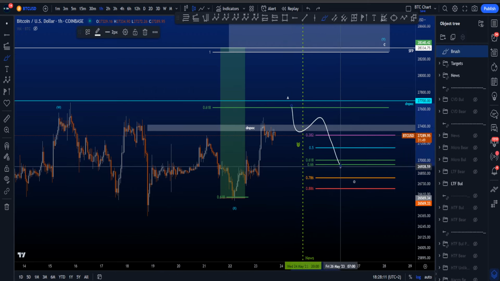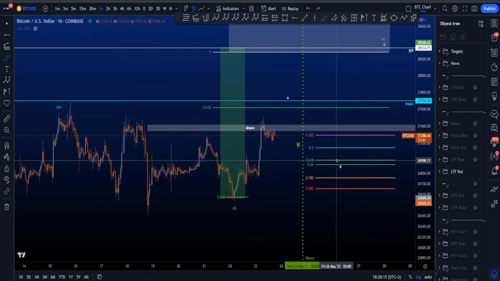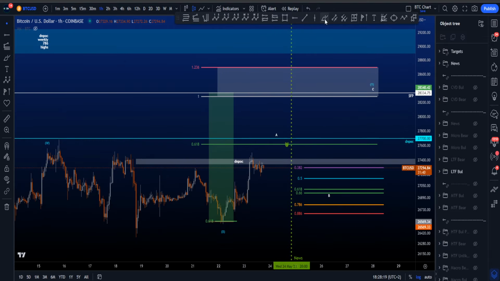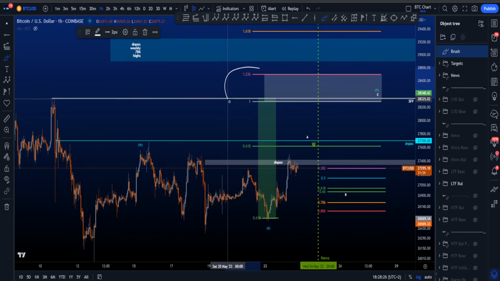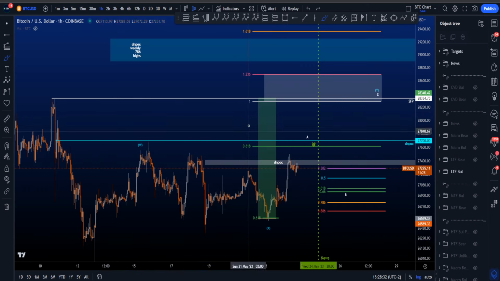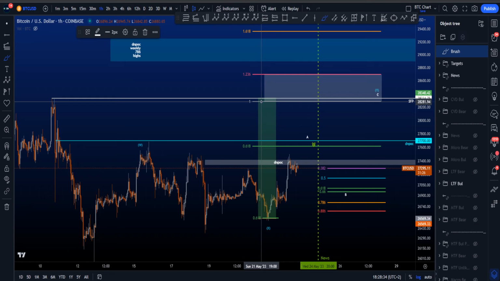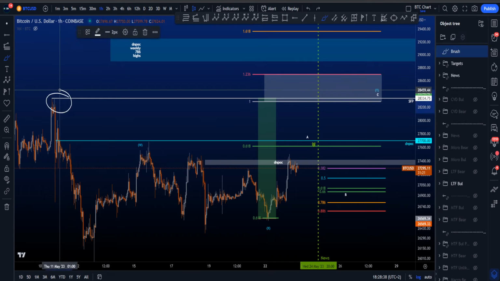So we then expect a 3-wave structure in a wave B after a 5-wave move to the upside, followed then by another 5-wave move to the upside in a bigger wave C to then finish a potential wave Y. In this particular scenario, we have the most common target area for a wave Y being between the 1 and the 1.236, taken from the low to the high of W to the low of wave X, sitting between 28.3K and 28.7K, which also includes this high over here.